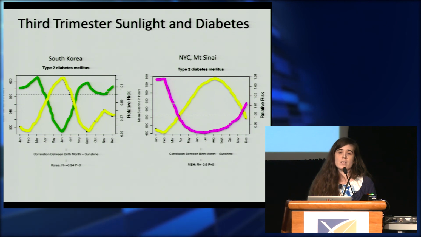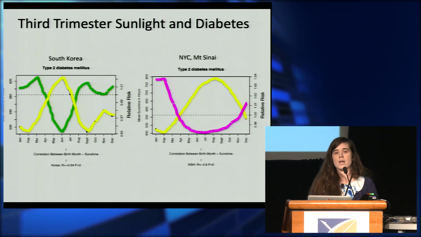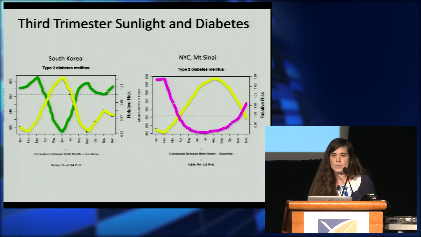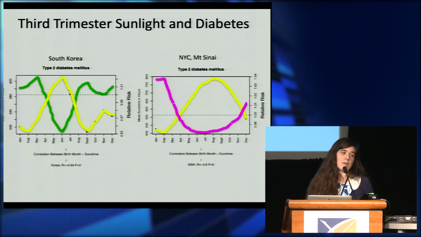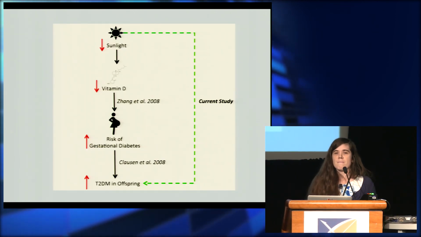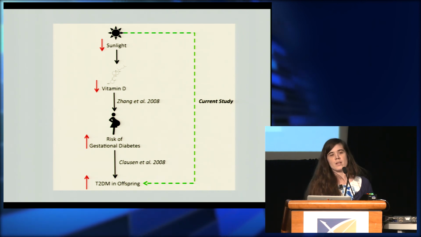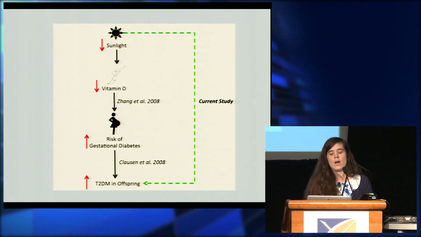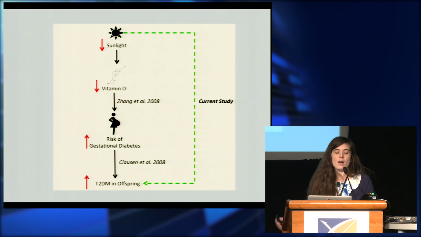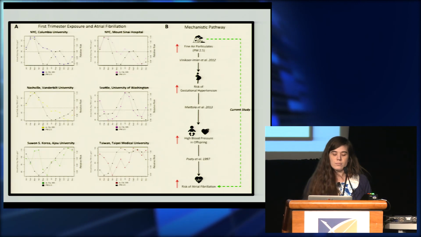We found an inverse correlation, where low sunlight during the third trimester increased the child's risk of type 2 diabetes. And this is something that fits fairly well with the biological mechanisms behind increased risk of type 2 diabetes that's related to the mother.